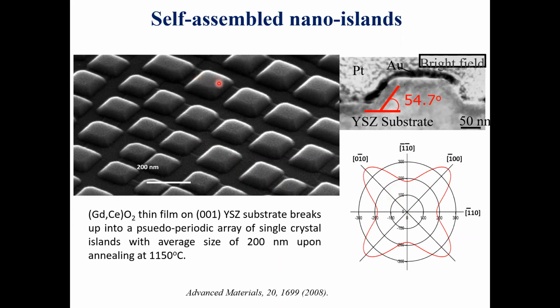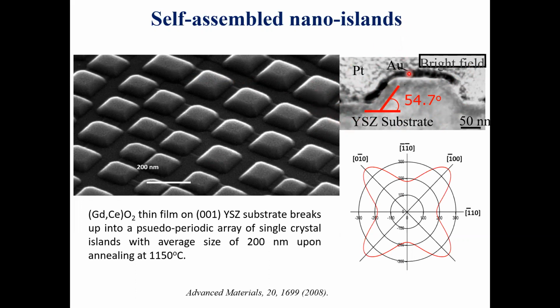And then if we do a FIB cross-section in TEM, so this is a cross-sectional nano-island. You can see the top surface is 001, same as the substrate. By the way, both are cubic fluorite materials. So same crystal structure, so top is 001. On the inclined plane is 111, and actually it should make an angle of 54.7 degrees. So in TEM, we can actually measure that angle to confirm the crystallography of the nano-islands.